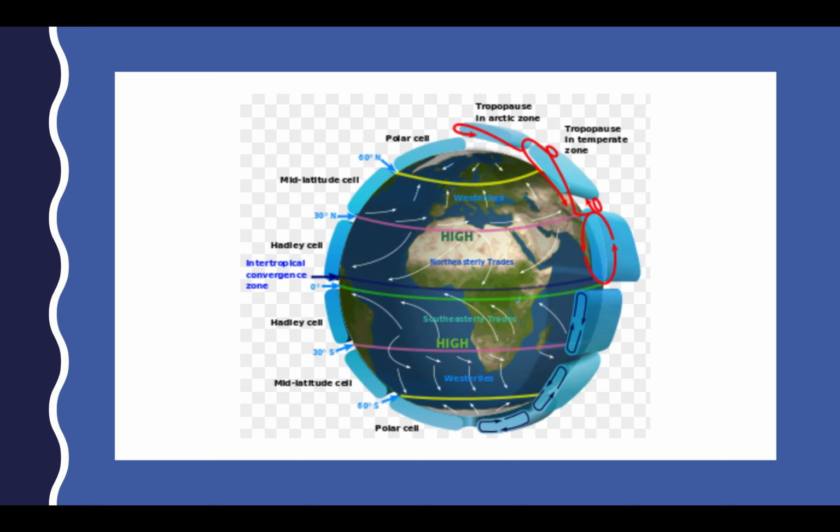As the wind from the 30 degrees moves towards the equator, it becomes warm and it picks up a lot of moisture from the sea and the water bodies around it. And so it becomes very heavy there. As the northeasterly trades and the southeasterly trade winds meet, they converge at the equator.